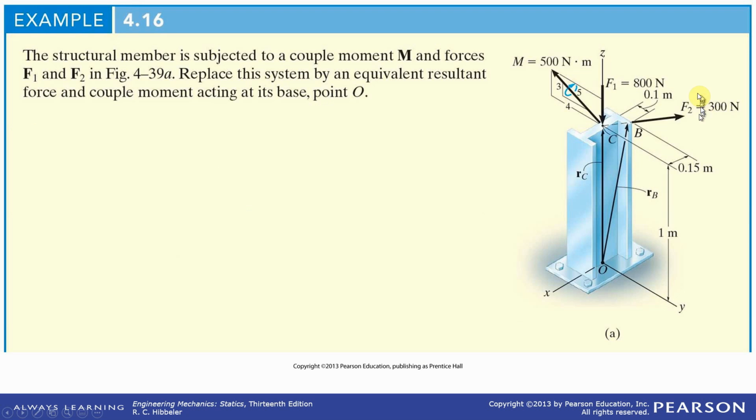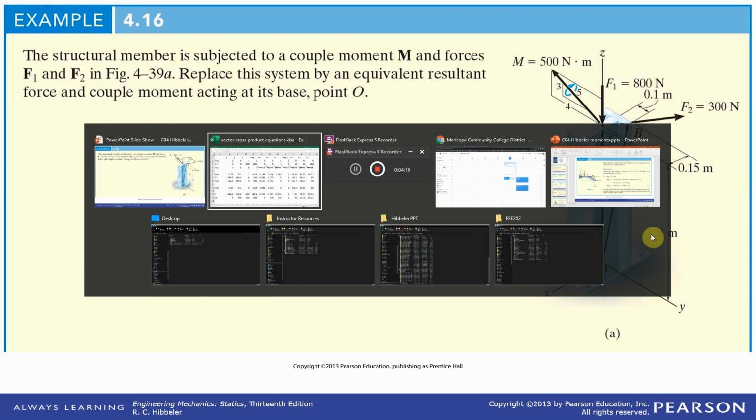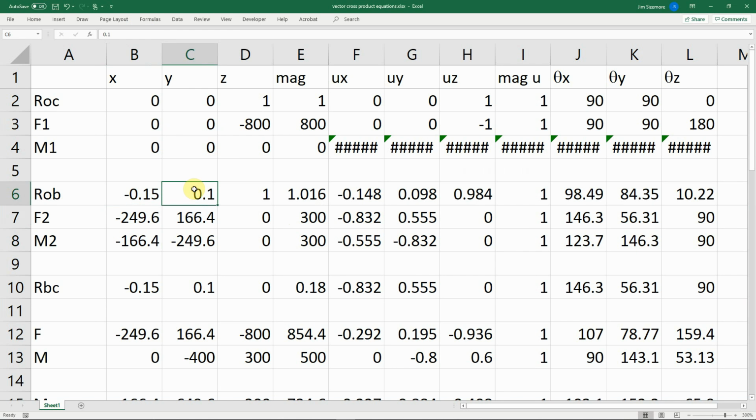So far so good. The magnitude is 300, good. Negative 0.15 and 0.1 on the x and the y. So far so good. Here's RBC, 0 on the z. ROB has the same x and y coordinates, it's just 1 up in the z-axis. So for F2, I had to use RBC to find the components of F2. Found the magnitude. That's why this is standing all by its lonesome right here.